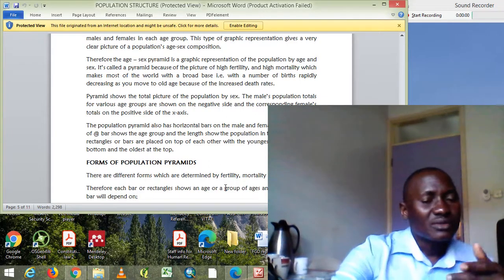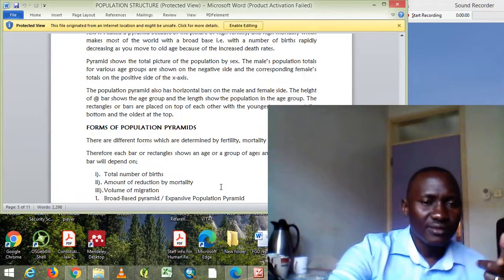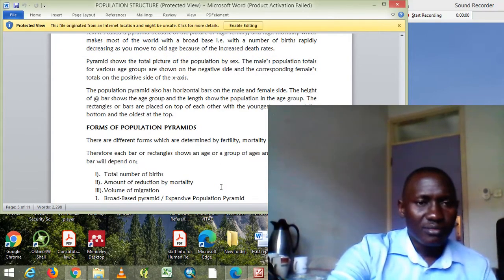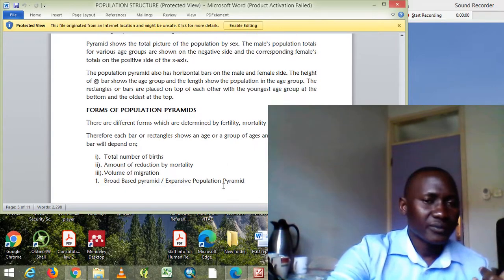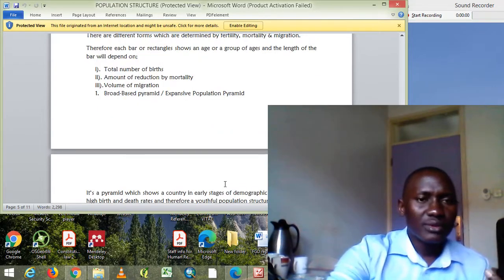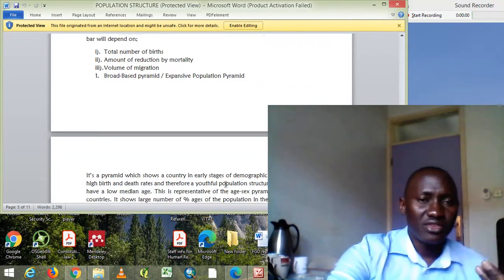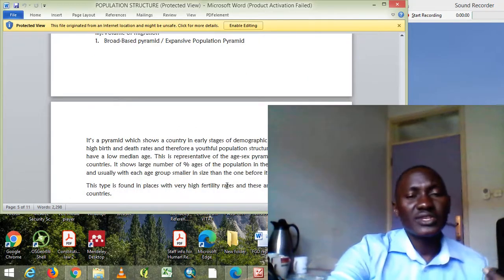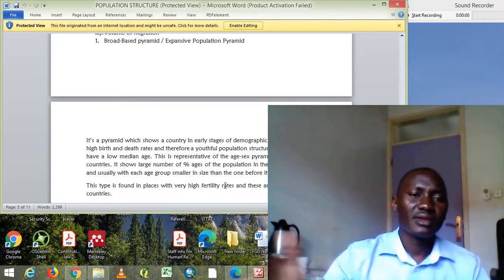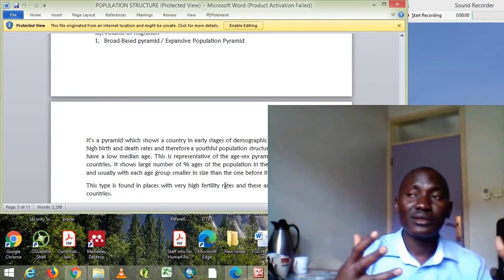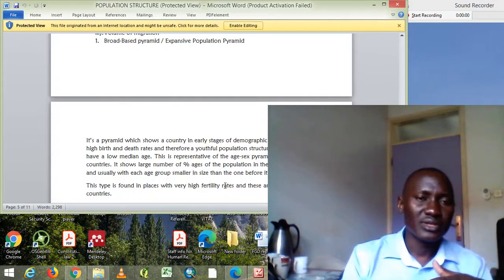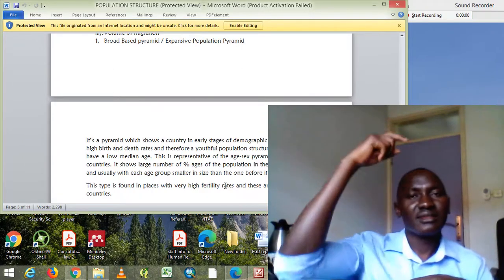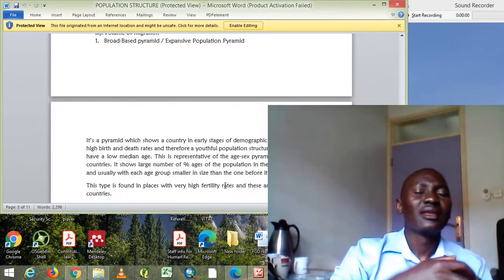But population pyramids also change for different countries. We have the forms of population pyramids. There are three, which are determined by fertility, mortality, and migration. So, number one, we have the broad-based pyramid, or what we call the expansive population pyramid, which shows a country in its early stages of demographic development, with high birth rate and high death rate. High birth rate contributes to the largest number of young people in a population, whereas the high death rate contributes to the small number of people in the older age groups.